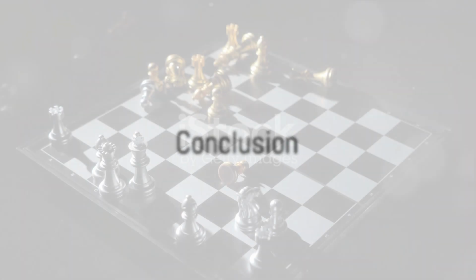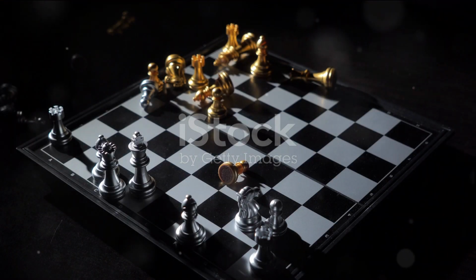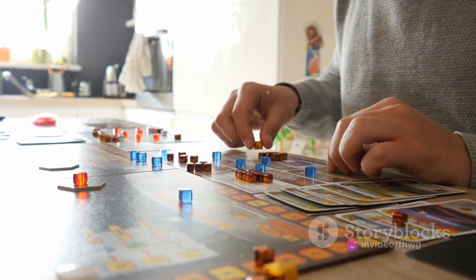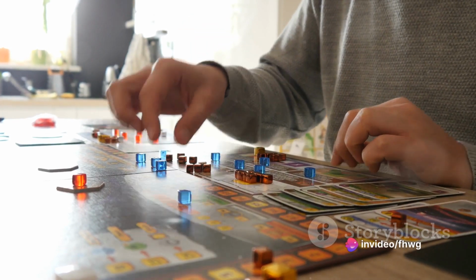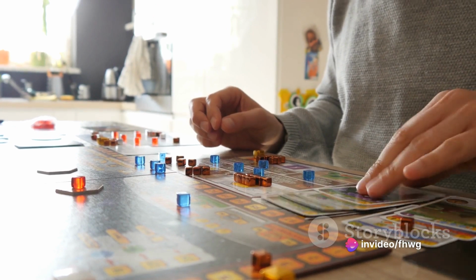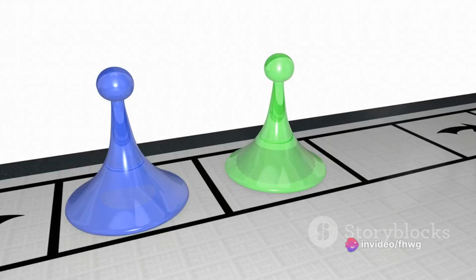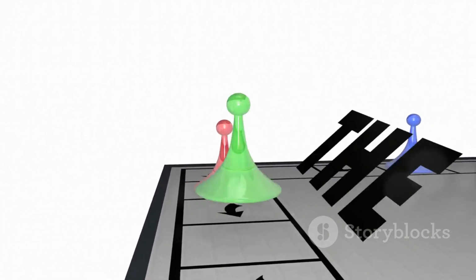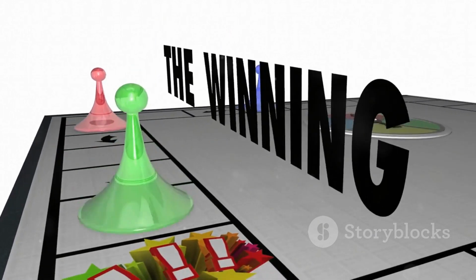In summary, creating a board game involves defining the concept, designing the board, creating rules, designing game components, playtesting, balancing and refining, creating artwork and graphics, testing the final prototype, manufacturing, and finally launching and promoting your game.